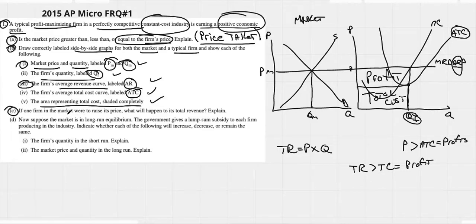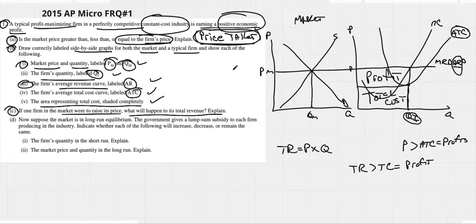If one firm in the market were to raise its price, what would happen to its total revenue? Understand they are price takers. So think about the characteristics of perfectly competitive firms. There's a large number of firms. We're talking thousands. They all sell the exact same product. All their products are homogeneous, meaning that they're all exactly the same.